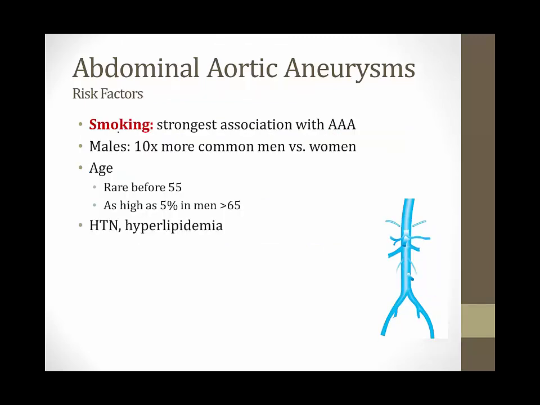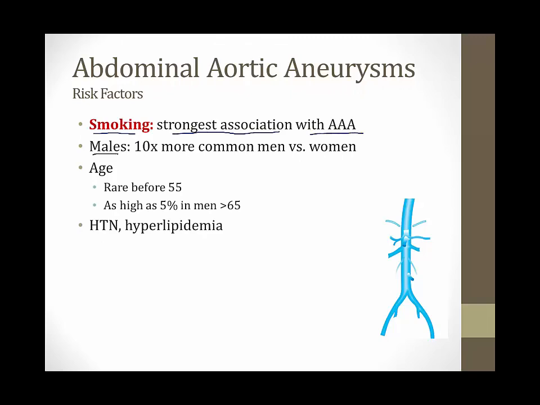So if you remember that abdominal aneurysms are commonly associated with atherosclerosis, it's very easy to remember the risk factors. Smoking is one of the strongest risk factors for development of a AAA. It has the strongest association with development of AAA in many clinical studies.